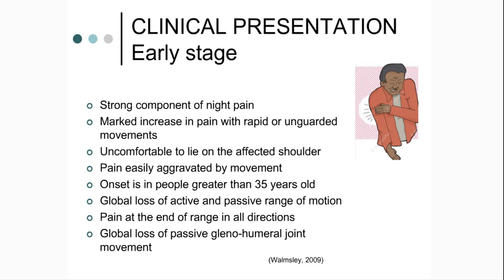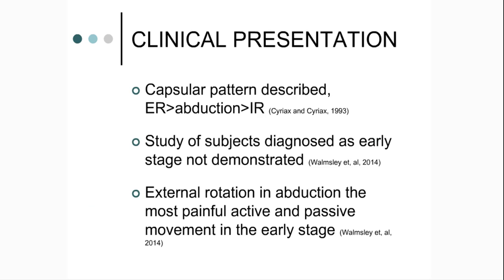They also suggested that they required a global loss of glenohumeral joint movements. So not the movements that involve other movements like flexion, which involves some scapular movement as well. Abduction involves scapular movement, but just the actual glenohumeral joint movement will be lost.